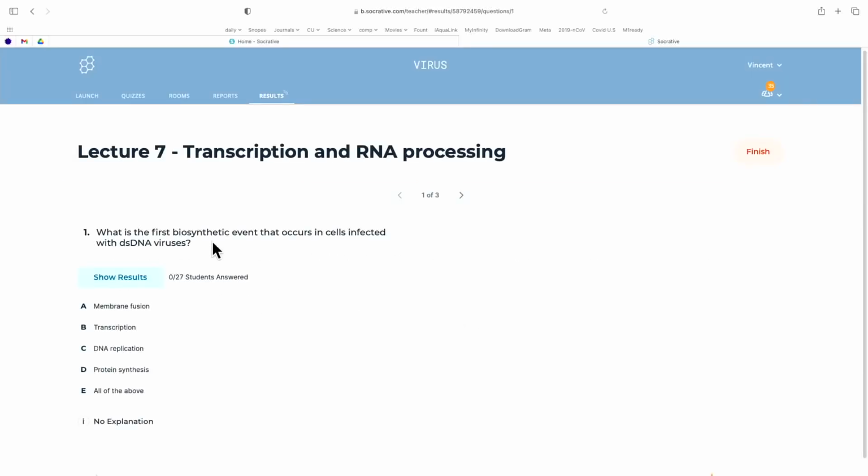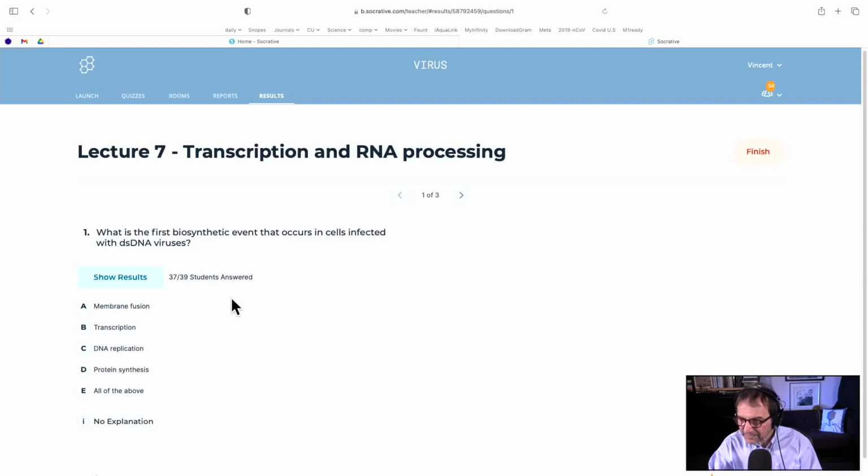What is the first biosynthetic event that occurs in cells infected with double-stranded DNA viruses? Membrane fusion, transcription, DNA replication, protein synthesis, all of the above. Now, be careful. I was very fussy about this definition, right, for a reason, because I want you to understand what I mean by a biosynthetic event. And here we have a question.